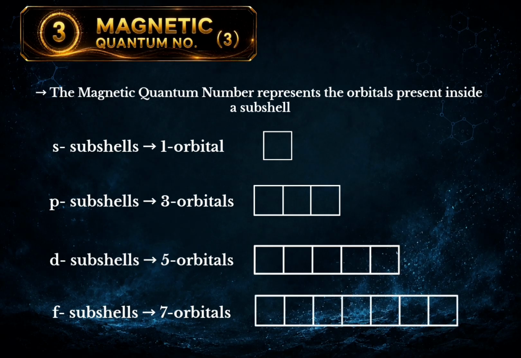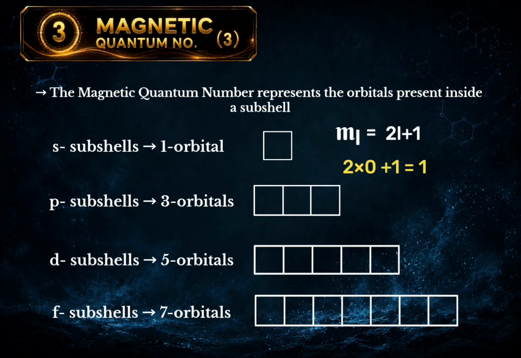Now here's the interesting part. The magnetic quantum number is represented by m sub L. The number of orbitals is given by the formula: 2L plus 1. Here, L is the Azimuthal quantum number. Let's use this formula. For the S subshell, the value of L is 0. So 2 times 0 plus 1 equals 1. That means the S subshell has 1 orbital.